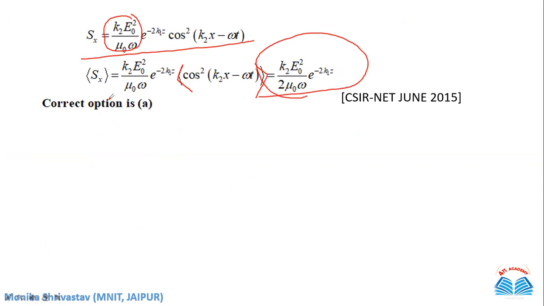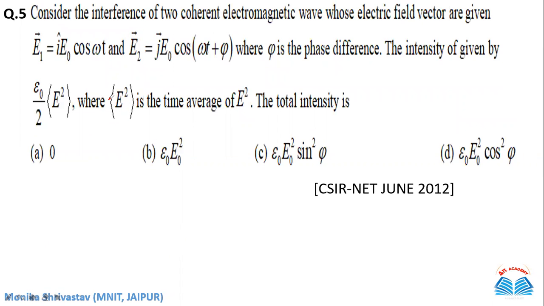This was also an easy question. Question was from NET June 2015. Next question. Consider the interference of two coherent electromagnetic waves whose electric field vectors are given, E1 this one and E2 this one, where phi is the phase difference.